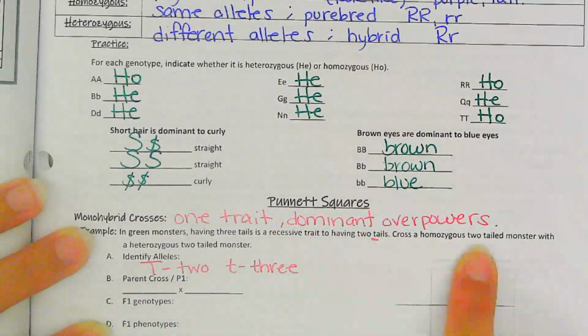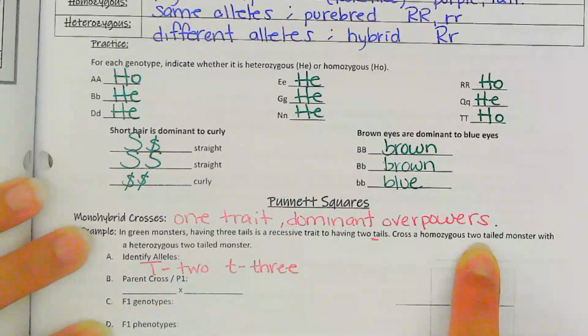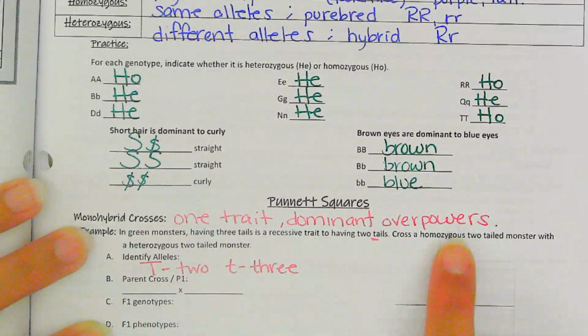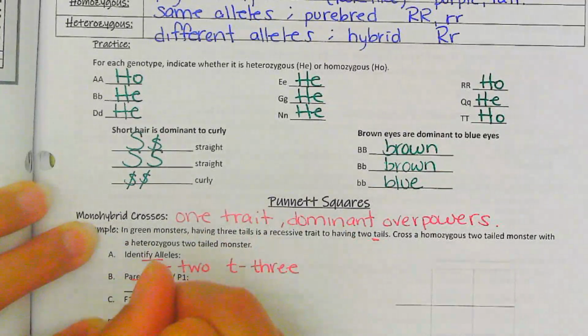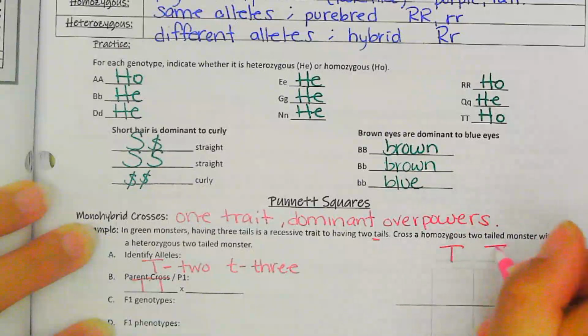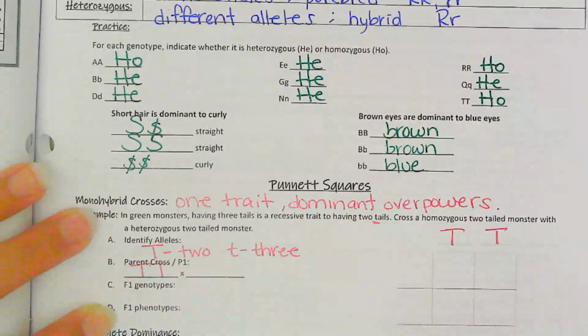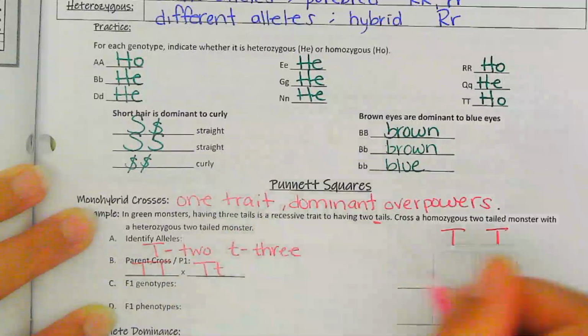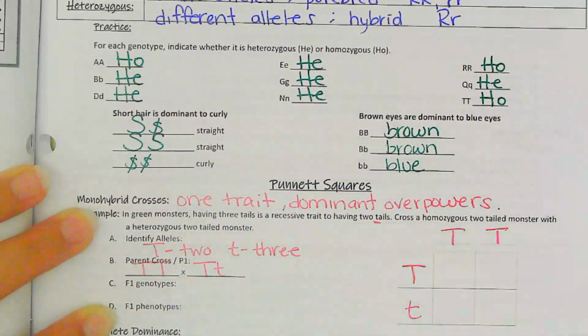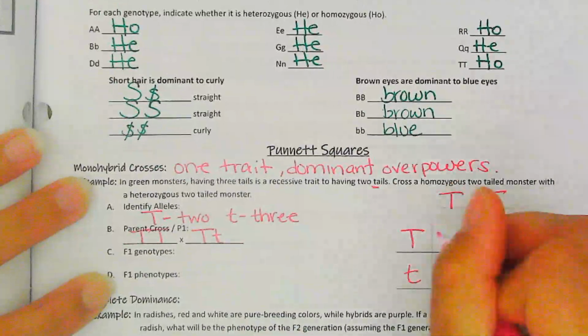I'm crossing a homozygous two-tailed monster. So what is their genotype? If I'm homo, two, what do I look like? What's my genetic makeup? Homo means same, and two is what letter? Capital T. Okay. And I'm crossing it with a hetero two, so what's their genotype? Do you remember how to solve it? Drag it down, drag it over.